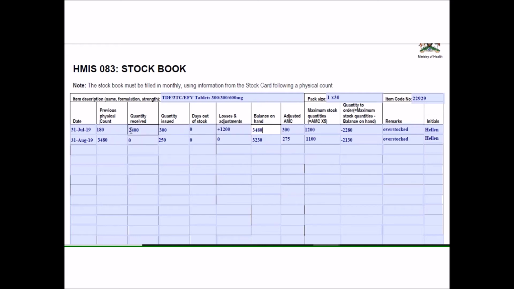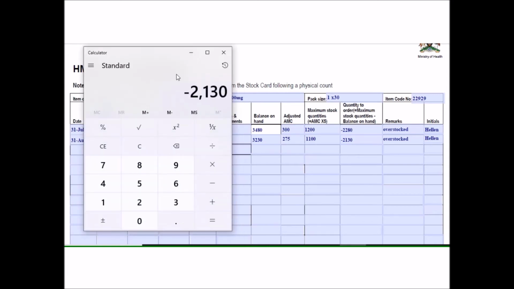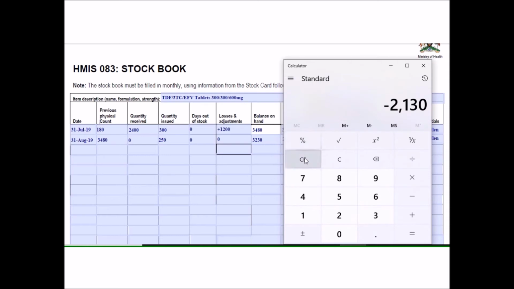Take an example of July. You have 2,400 as your quantity received. Add on what you had as your opening balance. Add on your adjustment of 1,200. Subtract what you issued out. So the calculated balance tallies with your physical count. So it means all the transactions in July, yes, were accurate.